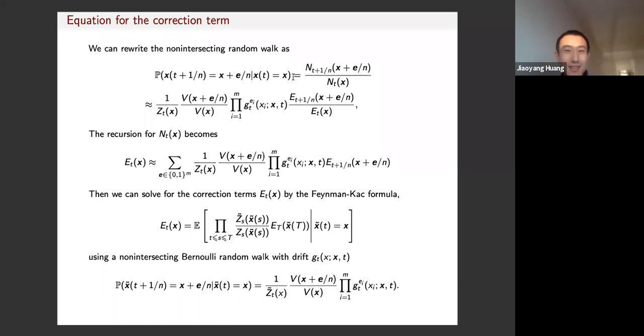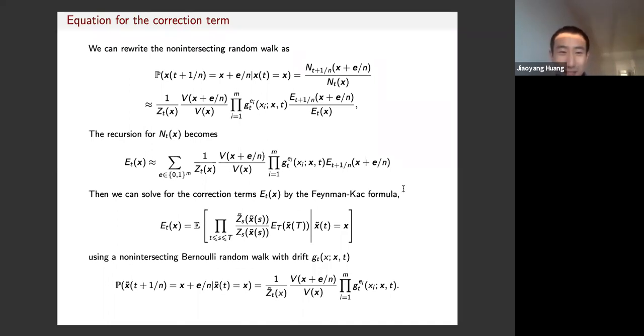Then for the recursion of this N_t(x), it essentially says this is the transition probability. So you sum over all the e, this equals 1. Then you can use it to write down the recursion for this E_t(x). So in this way, you move E_t(x) to the left-hand side. E_t(x) will be this guy, summed over all the vectors e. So you sum over e, and you get this recursion for E_t(x).